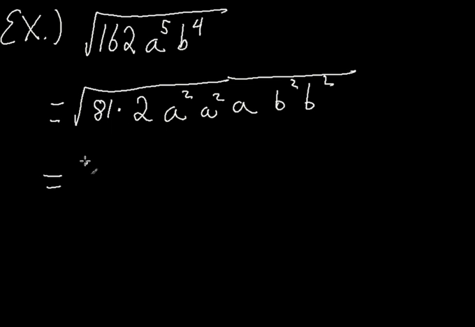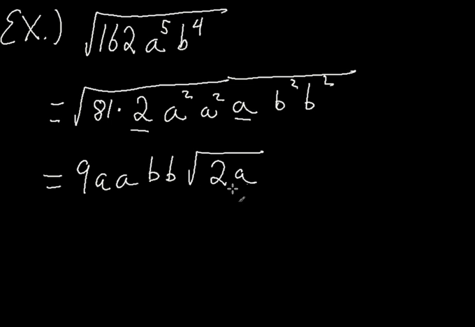81 is a perfect square, and that's 9. a squared is a perfect square, so I can pull that out. b squared, I can pull out as b, and the other b squared, I can pull out as b. I have to leave this 2 behind and this a behind. So what did I leave behind? 2 and a. And I can actually simplify this because b times b is b squared. So the answer is 9 a b squared times the square root of 2a.